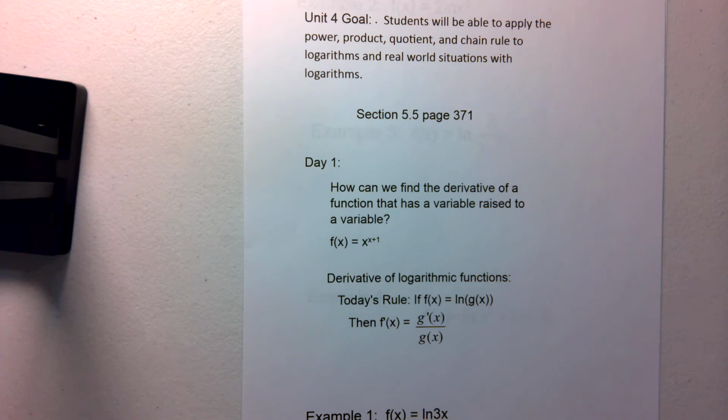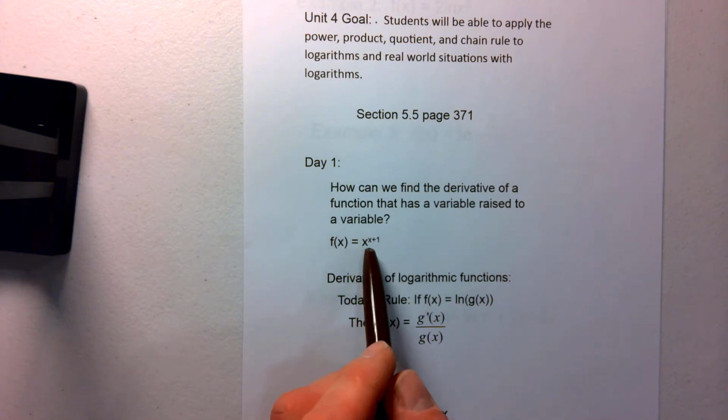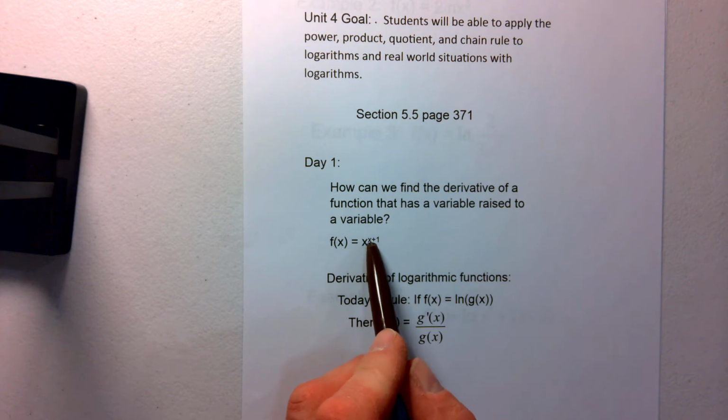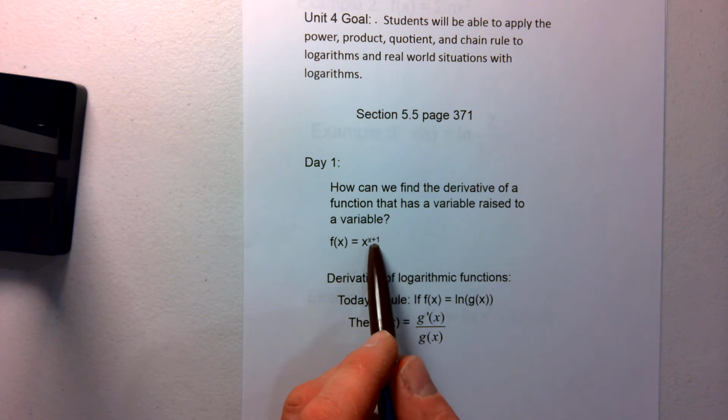So the first thing I always like to do is, how do we find the derivative of a function raised to a variable? What happens if I give you x to the x plus 1 and ask you to find that derivative? Notice we have a variable in the exponent. We've never seen that before, unless we were talking about our e's. But this is a variable to a variable exponent. So we don't, at this point, have a rule to be able to find that derivative. By the end of this section, we will be able to find that derivative.